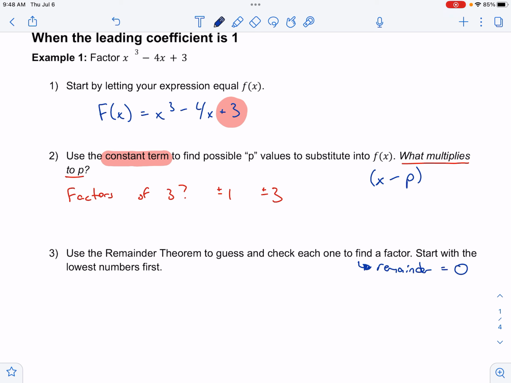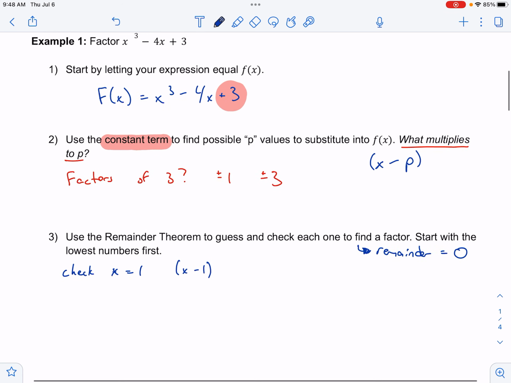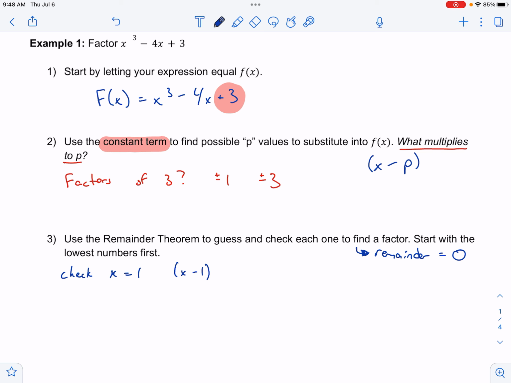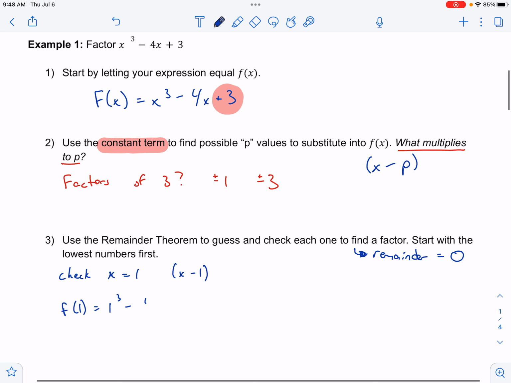So let's start with 1. Okay, let's check when x is 1, or we would write x minus 1 as the official divisor. I'm literally going to put it in my equation. f of 1 is 1 cubed minus 4 times 1 plus 3.